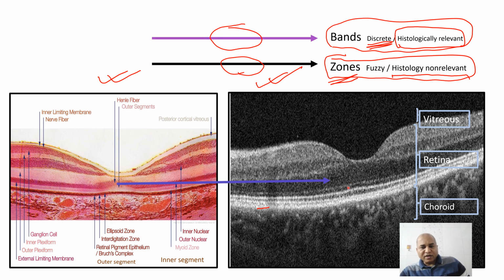Then we have layers which are thicker and much more widely placed. The next layer is the outer nuclear layer, which is hyporeflective. It is less dense. And next is the outer plexiform layer, which is basically the junction between the outer nuclear and inner nuclear layers. And then we have the inner nuclear layer. Then comes the inner plexiform layer. And then we have the ganglion cell layer.